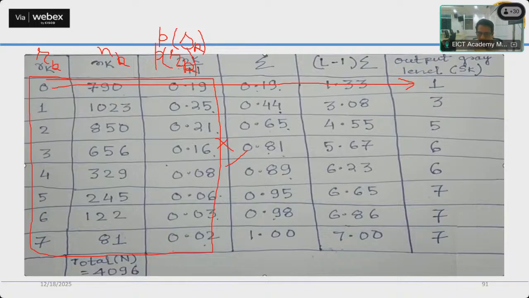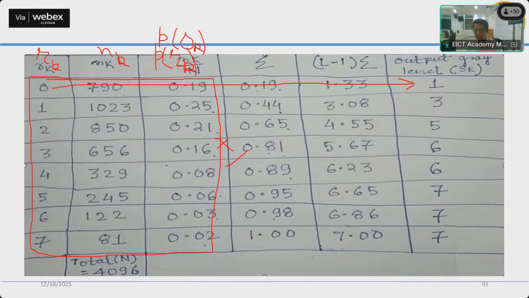Then we multiplied these values by 7. 7 into 0.19 is 1.33. 0.44 into 7 is 3.08. 0.65 into 7 is 4.55. And then we took the nearest number. 1.33 rounds off to 1. 3.08 rounds to 3. 4.55, the nearest integer is 5.